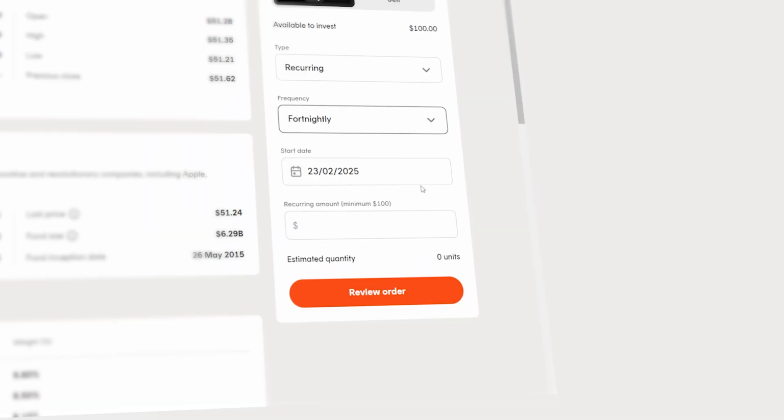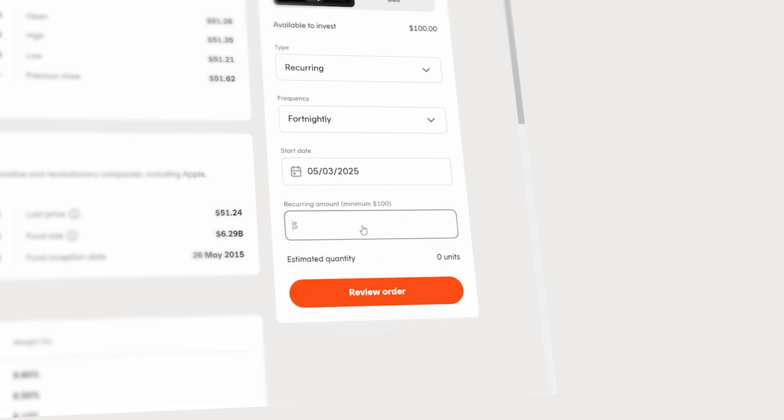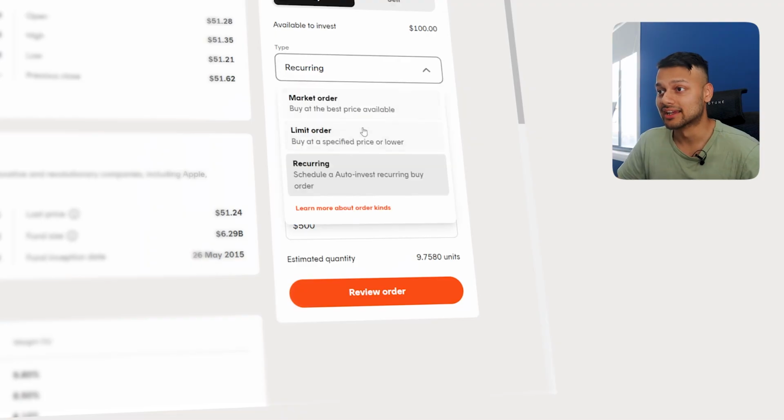So we'll select fortnightly. We can even select the start date that we want this schedule to begin. So if I'm getting paid, well, my next payday is going to be on the 5th of March. So I'll select that. And if I want to invest a certain percentage of my paycheck, let's say $500, then it'll invest this much, which is going to be 9.75 units. Now for this example, I'm going to place a limit order and get on with it.